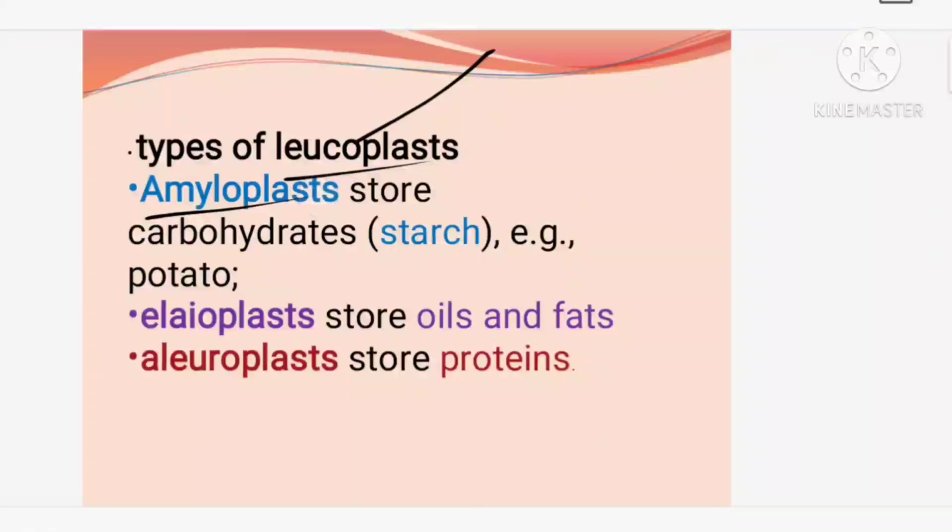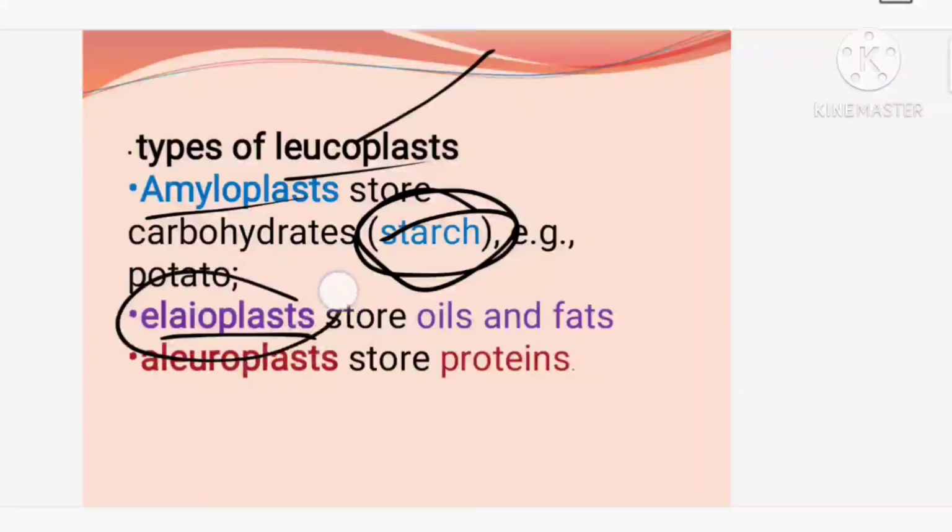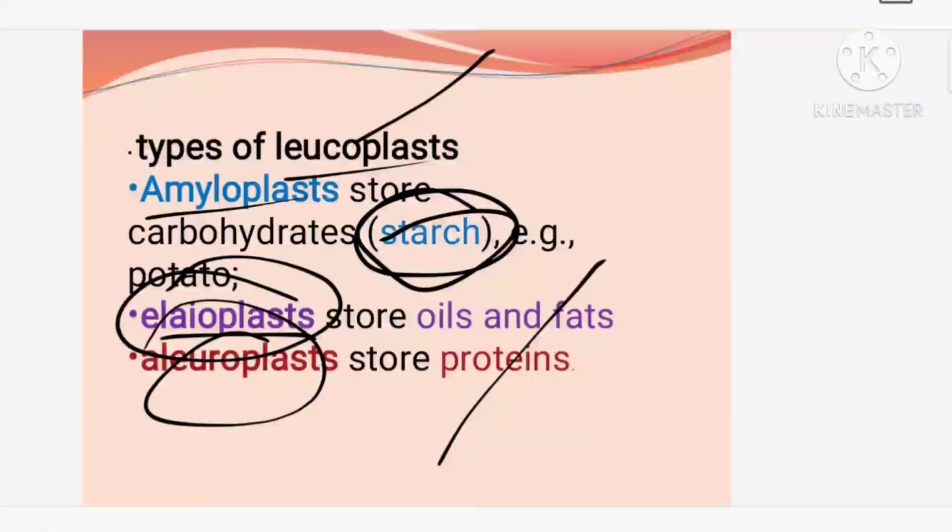So what are they? Amyloplast, if the storage is starch, carbohydrate, then it is amyloplast, okay. If they are storing something like fats, lipids or oils, in that case it is elaioplast, okay. And if they are storing proteins, then we call it as aleuroplast, okay. So these are the three different types of leucoplast, based on their storage.